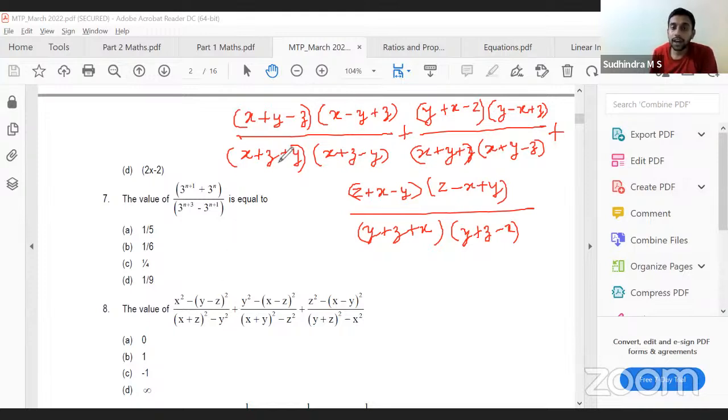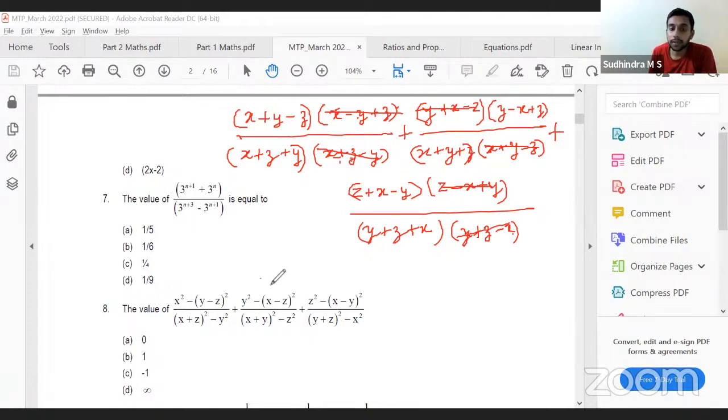Yes. So once we have this, in each of the terms, we will have one factor in the numerator and denominator which can be knocked off. X plus z minus y can be knocked off against x plus z minus y. Similarly, second one, x plus y minus z, x plus y minus z, this can be knocked off. Similarly, y plus z minus x, y plus z minus x.